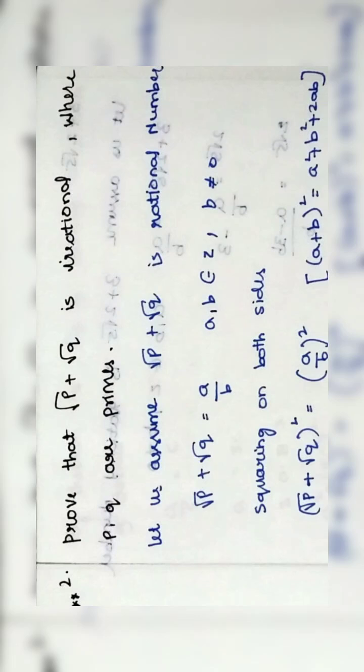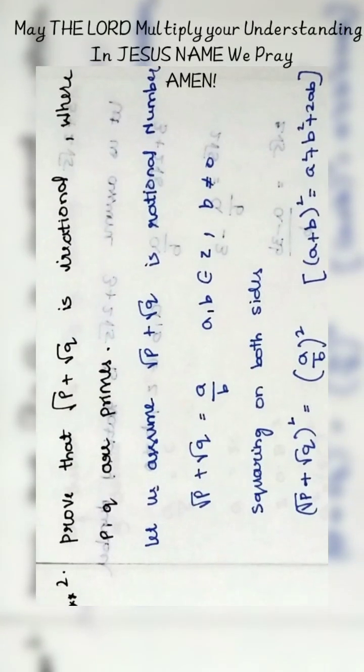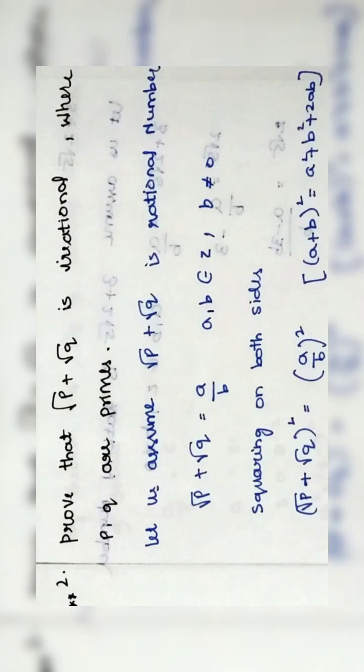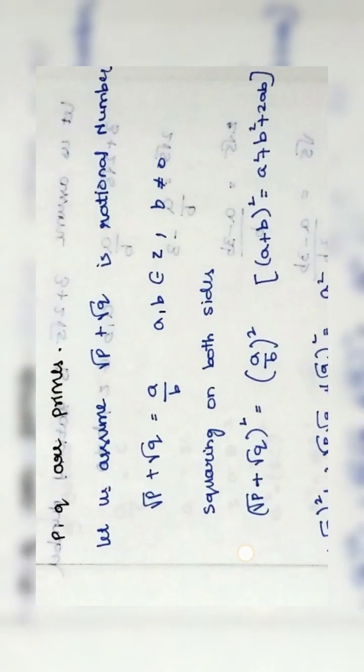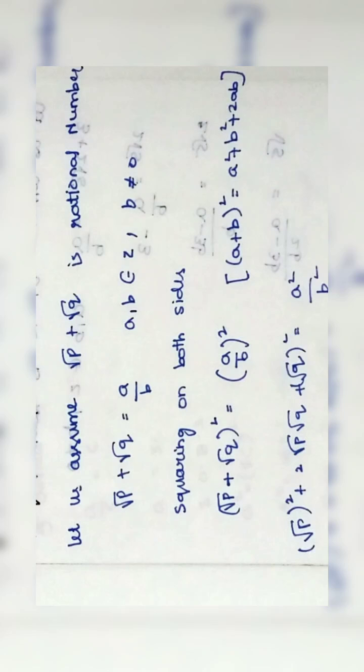Next: prove that root p plus root q is irrational, where p, q are primes. Let us assume root p plus root q is a rational number. Root p plus root q is equal to a by b, a, b belongs to Z, b not equal to 0. Squaring on both sides, root p plus root q whole square is equal to a by b whole square. We have the formula, right? a plus b whole square is a square plus b square plus 2ab. It is the same.